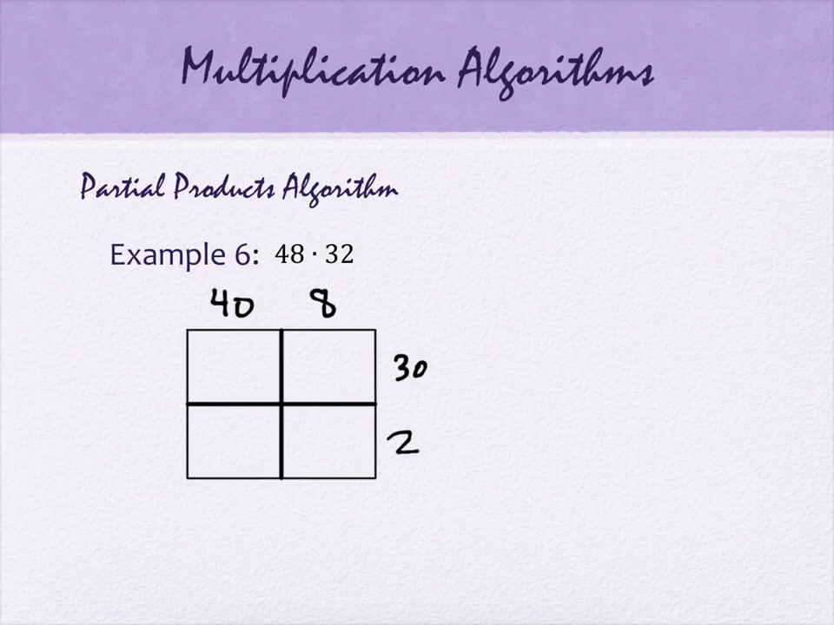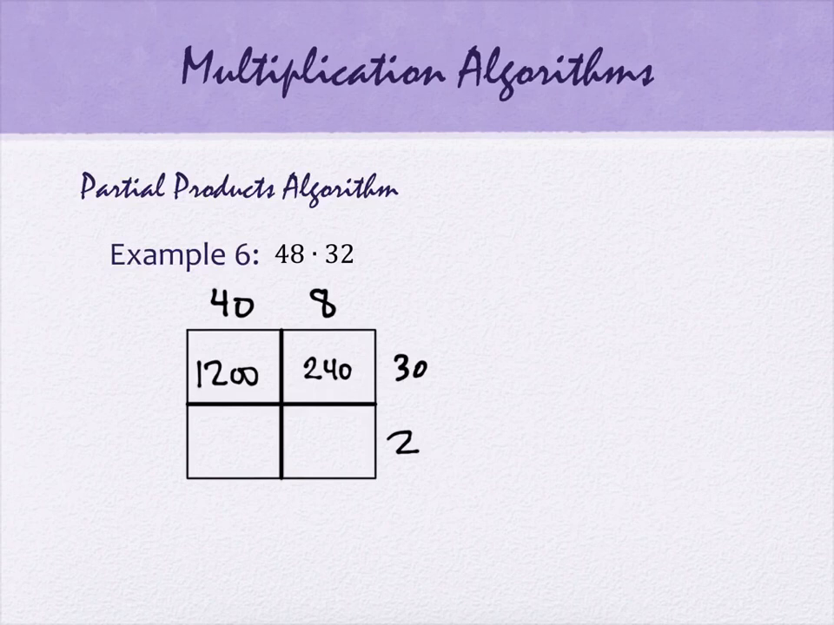So this kind of feels like breaking up and bridging when we were looking at that mental strategy. Each of the boxes is the multiplication of the row and column you're on. So this first box here is 40 times 30. This is 1,200. This second box is 8 times 30. That's 240.